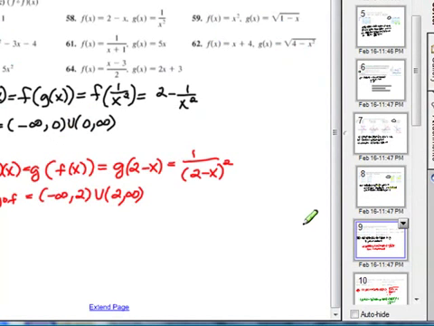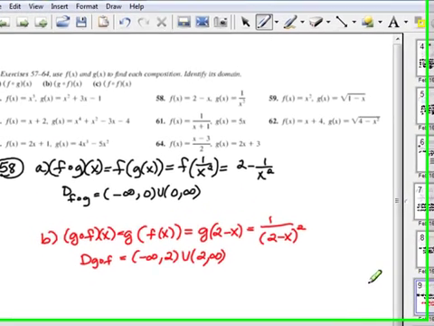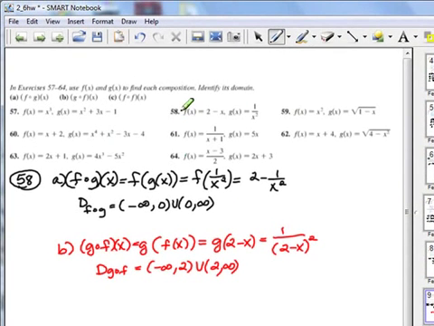I'm going to do one more page and then we'll go to another video. Now we want to find the composition and identify its domain. So I've selected to do number 58, where f of x is 2 minus x, and g of x is 1 over x squared. So f composed with g of x is f of g of x, and g of x is 1 over x squared. So we're really finding f of 1 over x squared. Well, the rule for f says to do 2 minus whatever you input. So this output value is 2 minus 1 over x squared.